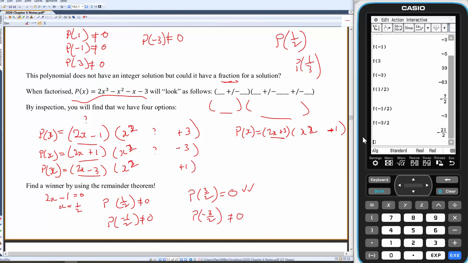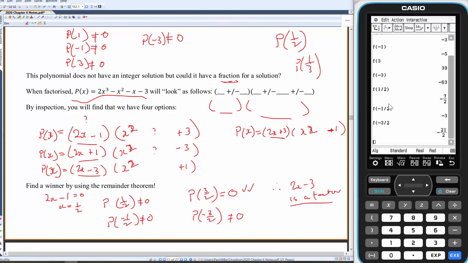There it is. So what we're going to conclude is, therefore, 2x take 3 is a factor. All right, so what I want you to do with these rational root problems is use your calculator to speed up the testing process, okay?